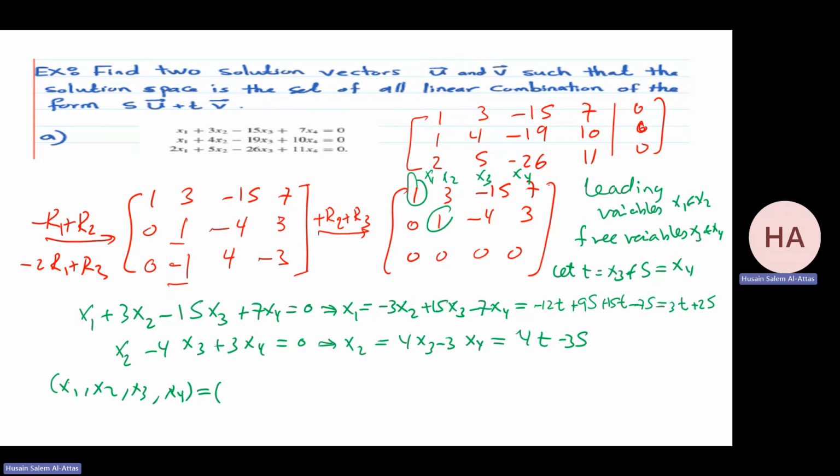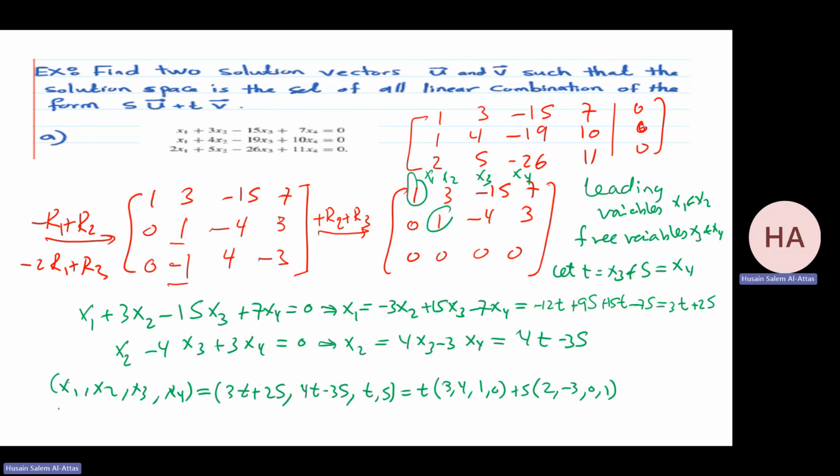So my solution x1, x2, x3, x4 will be what? x1 is 3t plus 2s, x2 is 4t minus 3s, and they have t and s. Take t outside as the common factor, I have 3, 4, 1, 0. Take s as the common factor, I have 2, minus 3, 0, 1. So those are the vectors I'm looking for: 3, 4, 1, 0, and 2, minus 3, 0, 1.